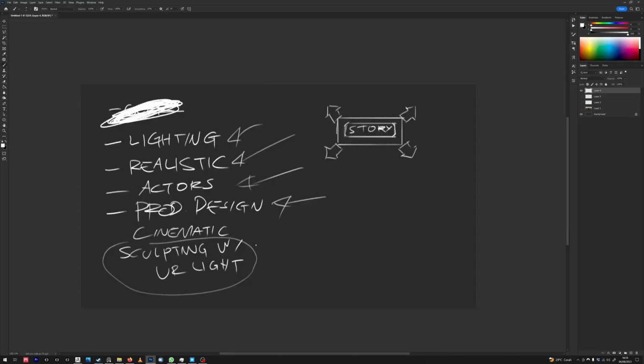So then I went from this into, okay, it's story based and simple. And by saying this, I also already include this, because this is now a given, because you have to sculpt with your light.